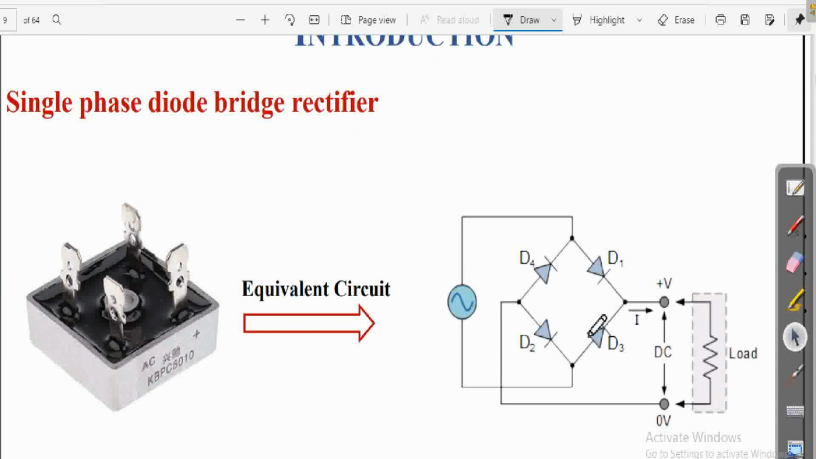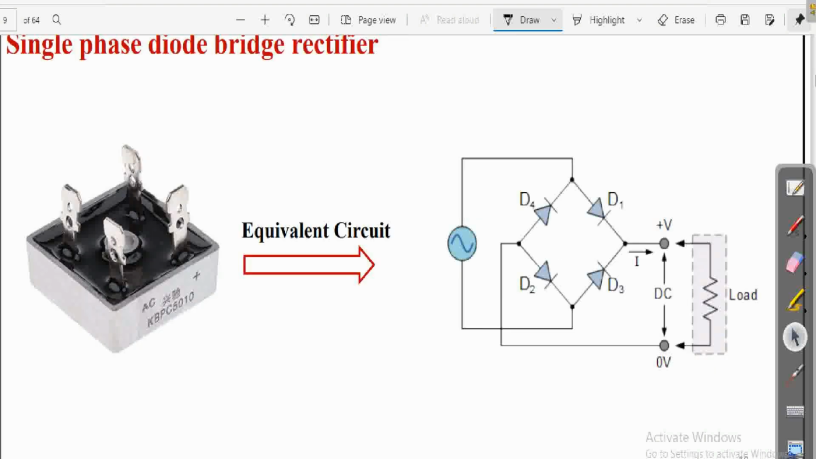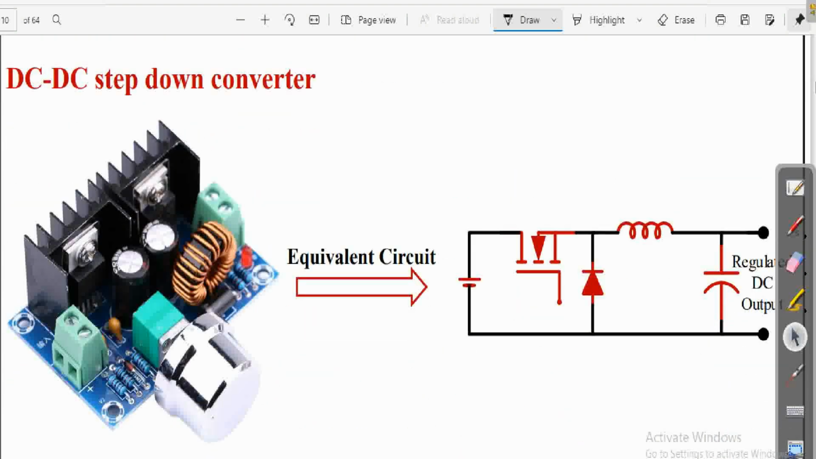What is a rectifier? It is used to convert AC to DC. So how will the conversion be done? Here you are applying some AC signal, but you are getting a DC output with the help of diodes. That operation will be done, and that also you are going to see in future classes. This is a DC to DC step down converter, which is also called a chopper.